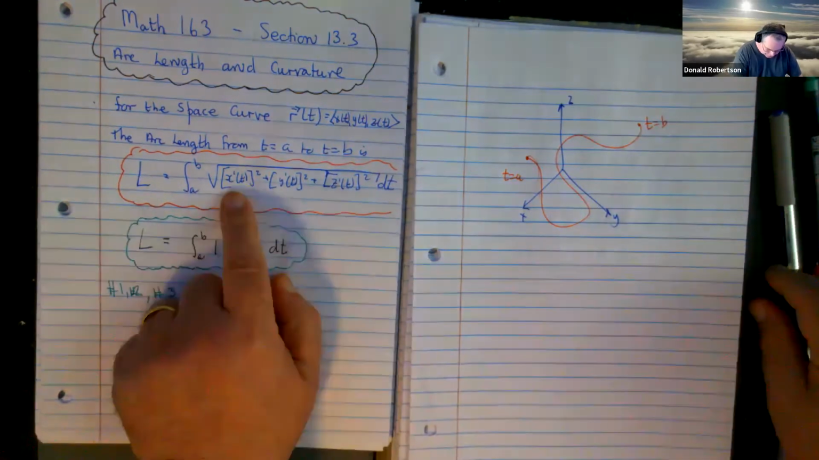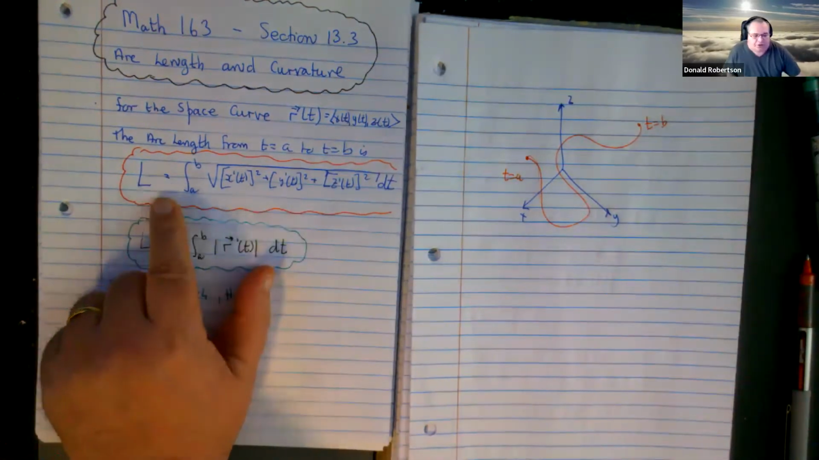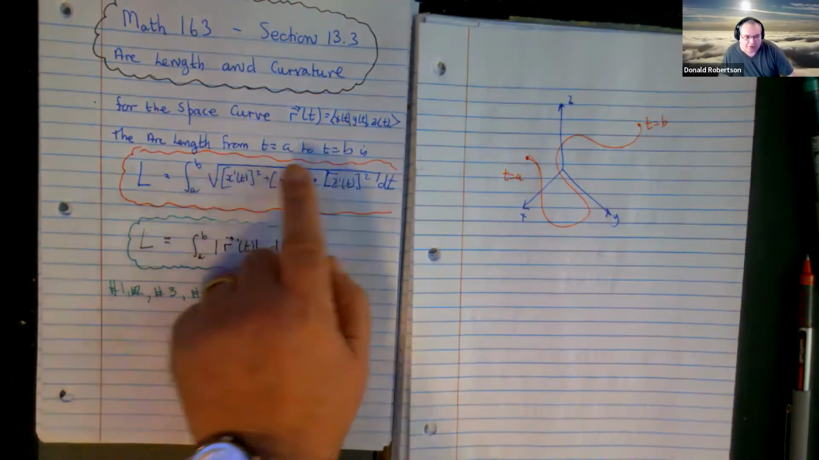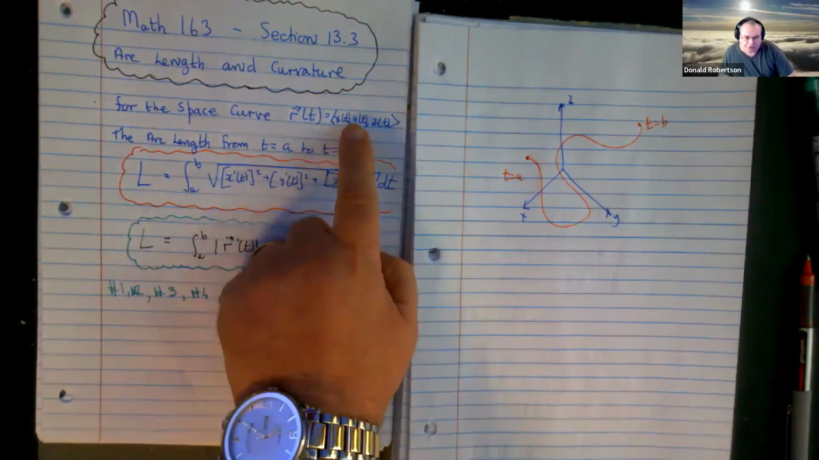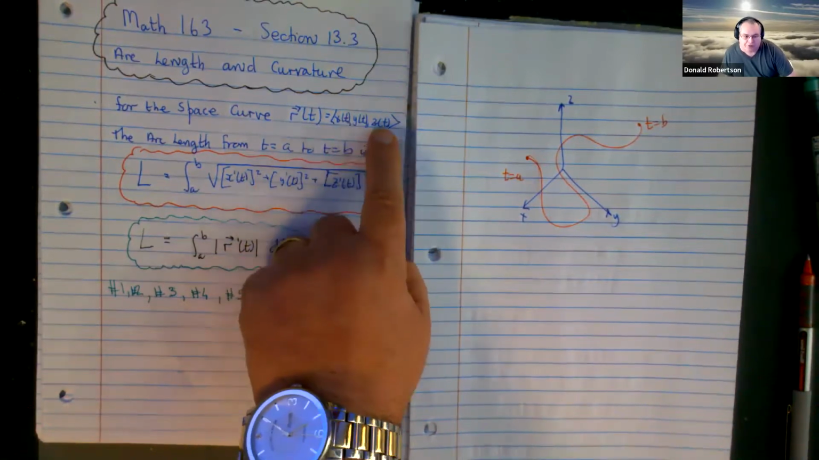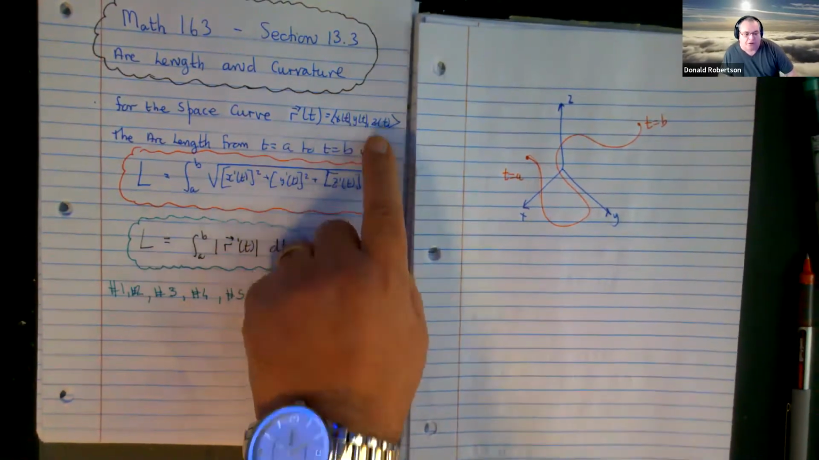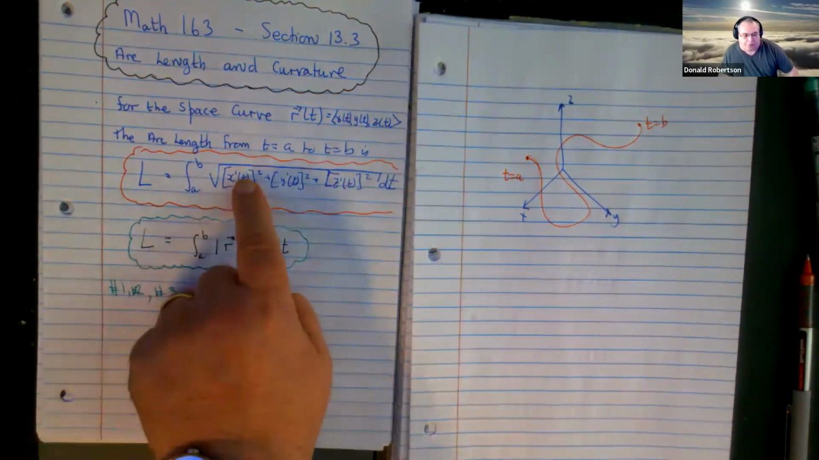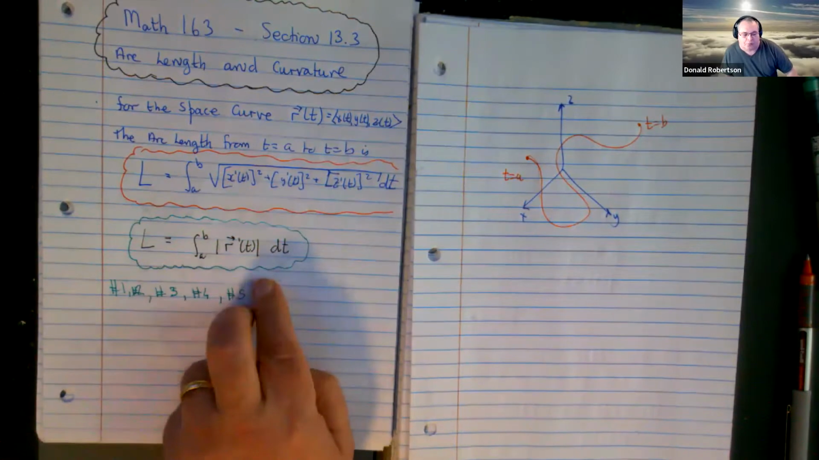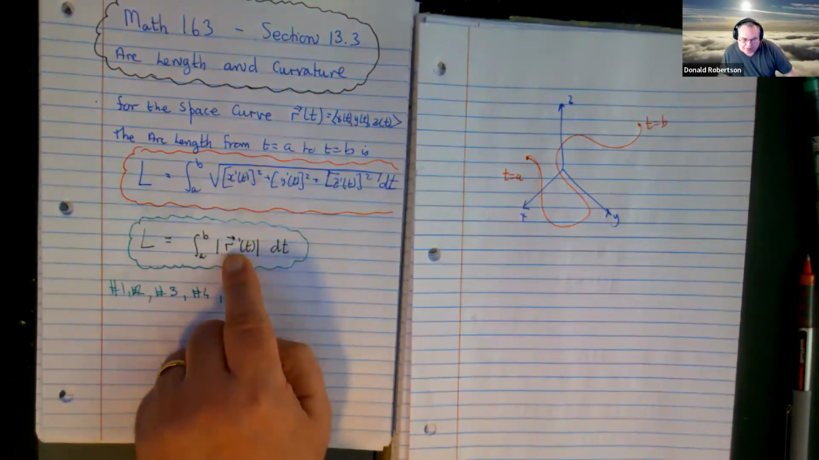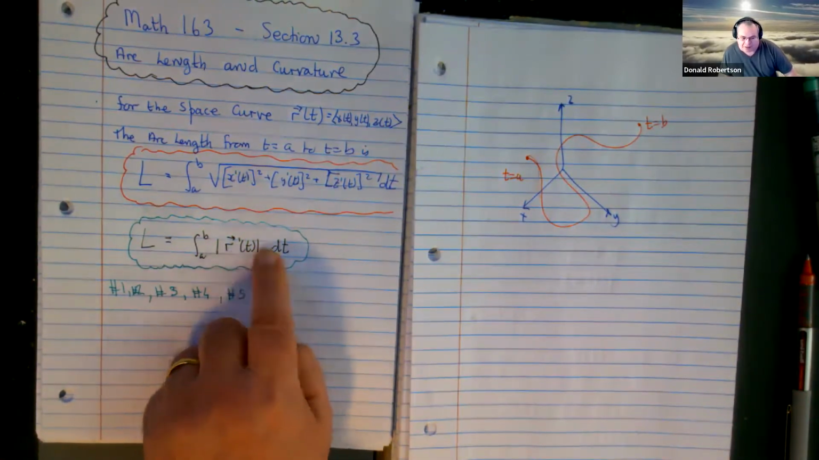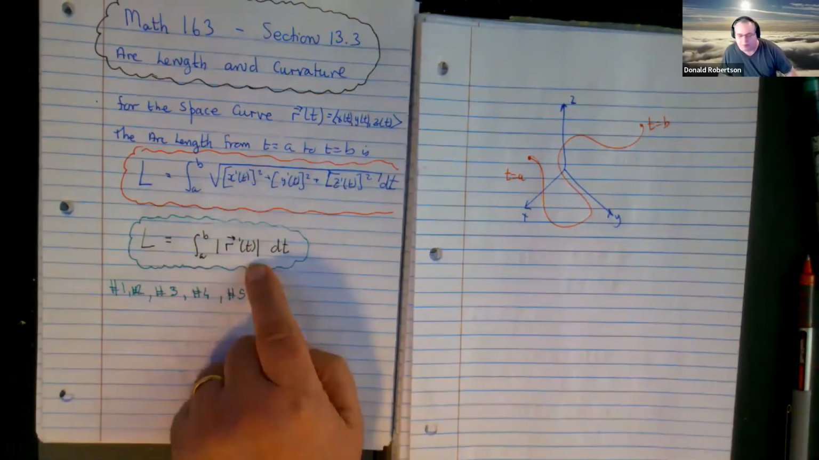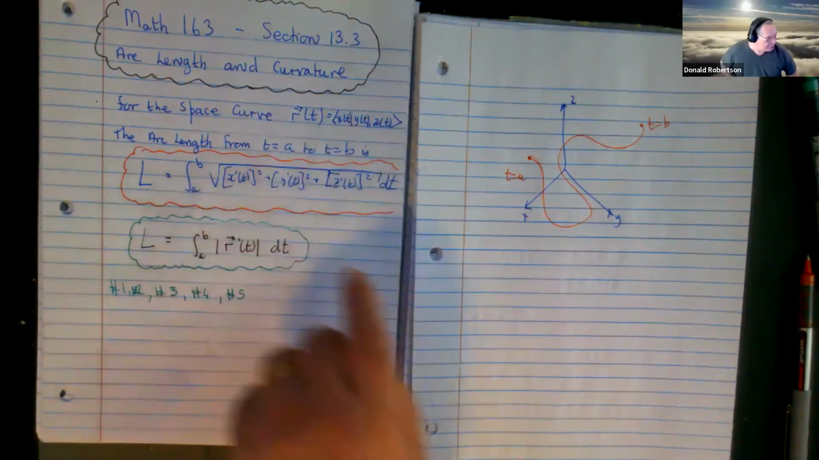Well, here's the formula. The arc length is the integral from a to b of the square root of this guy's derivative squared plus this guy's derivative squared plus this guy's derivative squared. And that will get us the arc length. This is what the same formula looks like in a much more condensed form. If you find the derivative vector and then you find its magnitude, that's what it's equal to. So that's actually a little bit easier to remember, although they are exactly the same.